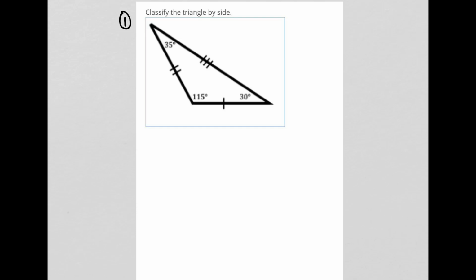Alright, so this is the eapuzzle for the similar/classifying triangles test. Remember, the highest you can get on this is a 70, and that's only if you complete the entire video. So number 1, I ask you to classify the triangle by side.